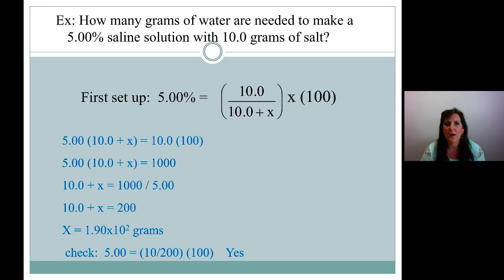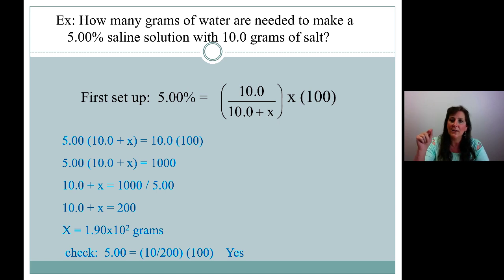We started with 5.00, 3 sig figs. 10.0, 3 sig figs. 190 has 2 sig figs. So I didn't mean to do this to you, but we're going to have to write it in scientific notation to show 3 sig figs. So instead of 190, it's going to be 1.90 times 10 to the 2 grams of our solvent water. So the answer is 190, but you have to write it in scientific notation.